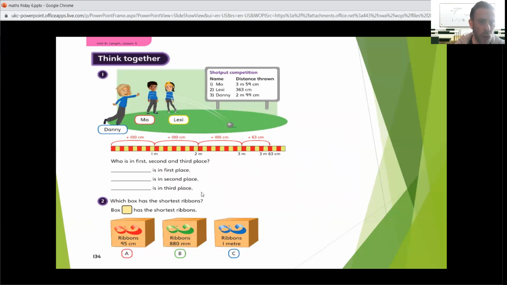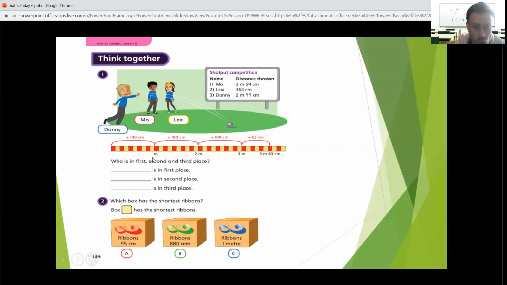All right, a few more to have a go at. Got 3 new kids this time. They are doing a shot put competition. We've got Danny, we've got Mo, and we've got Lexi. Yes, I love it when Lexi gets involved in our maths. Okay, so we've got their distances thrown. There it is, little leaderboard up here. We've got Mo, 3 meters 59 centimeters. We've got Lexi, 363 centimeters. And we've got Danny, 2 meters 99 centimeters.